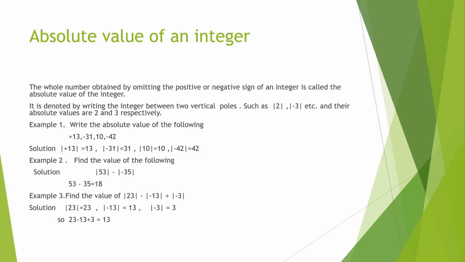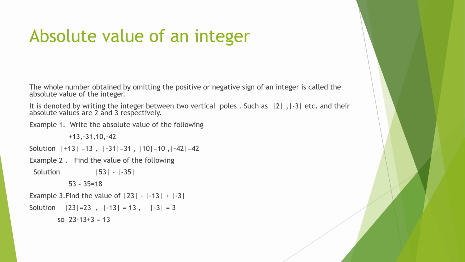Absolute value of an integer. The whole number obtained by omitting the positive or negative sign of an integer is called the absolute value of the integer. So, if we have to find the absolute value of the integer, we have to omit its positive or negative sign. It is denoted by writing the integer between two vertical bars, such as absolute value of 2, absolute value of minus 3, etc., as you can see on the screen, and their absolute values are 2 and 3 respectively.